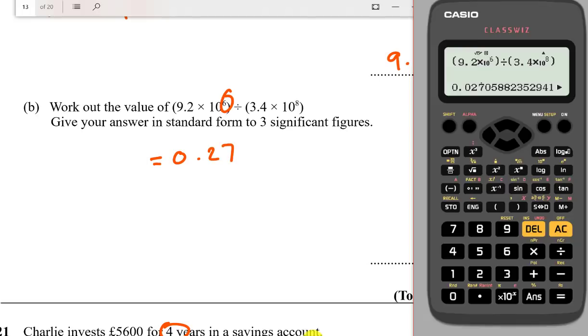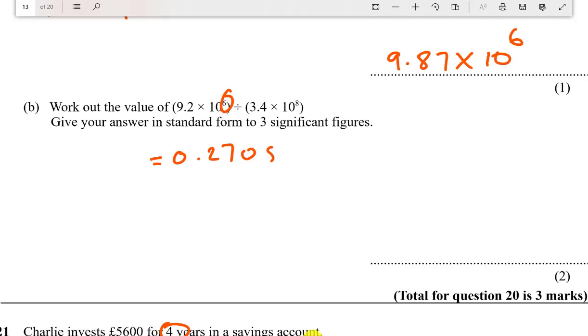0.2705. We will stop here, and we need to round it to 3 significant figures. So that's not significant, significant, significant. So we need to go up to here, and we need to add 1 to this number. So that gives us 0.271. Now we need to change it to standard form, so we need to make the number between 1 and 10. So move the decimal place.